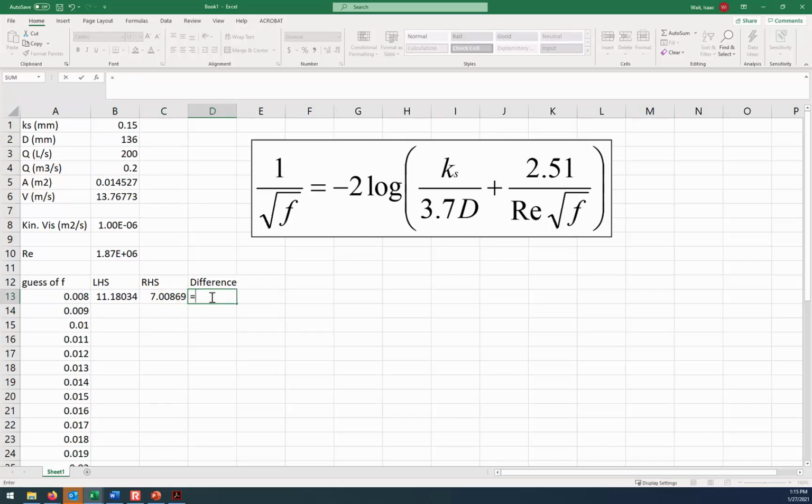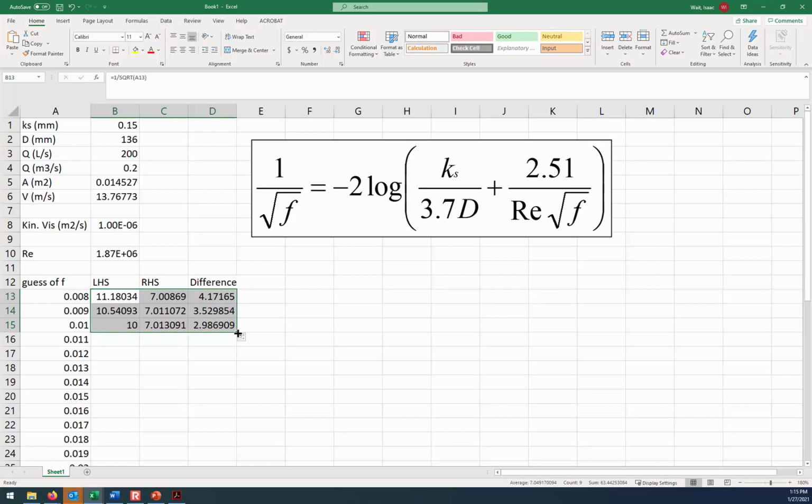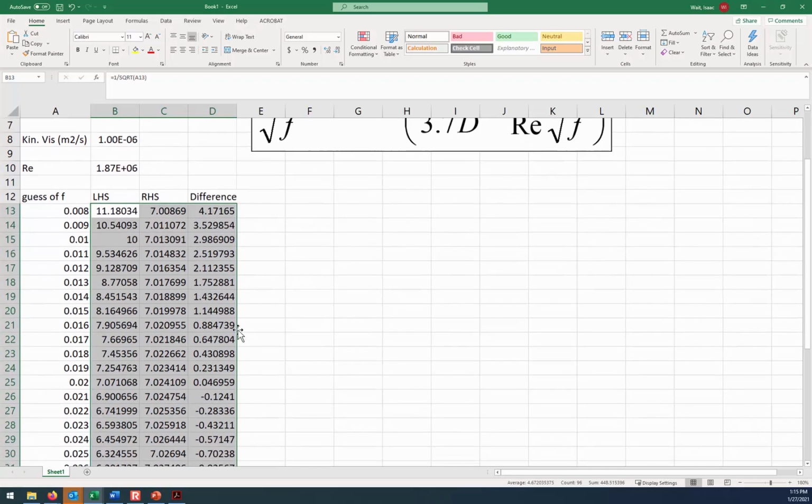Okay, so right now, there is a difference, and what that means is that we don't have the correct guess value of f. So what we're looking for is what f value makes the left-hand side and the right-hand side of the equation the same. So if we drag this down, and now of course I can actually drag it down, or I can just double-click and it will go through the bottom of the list. What we're looking for is where is the lowest difference. And so it looks like our f value is pretty close to 0.02.